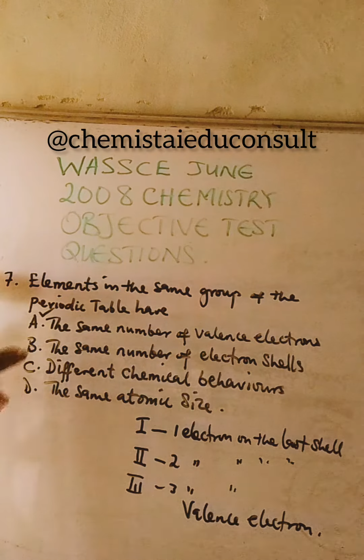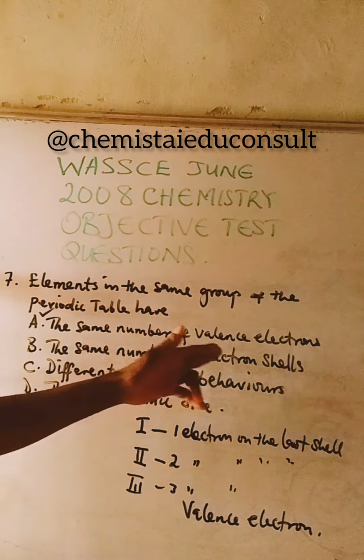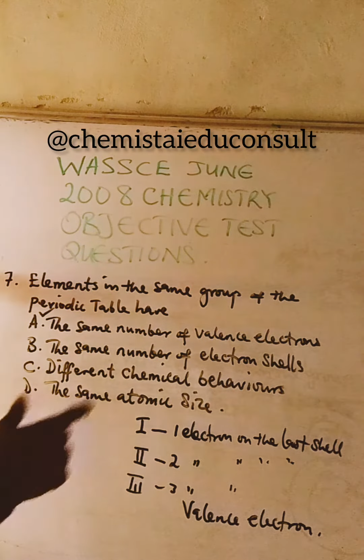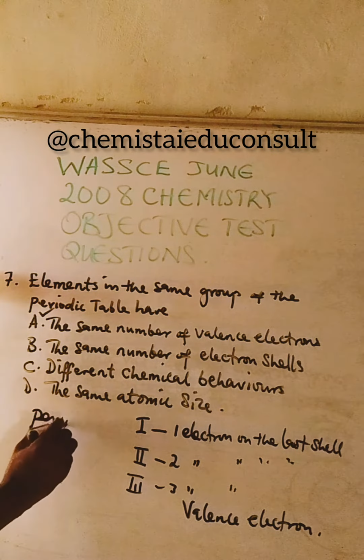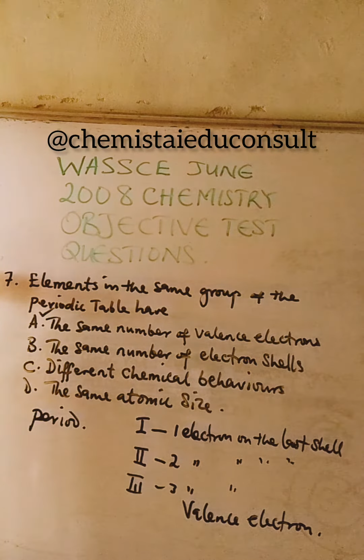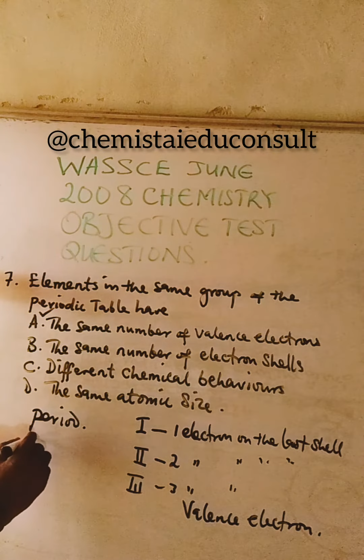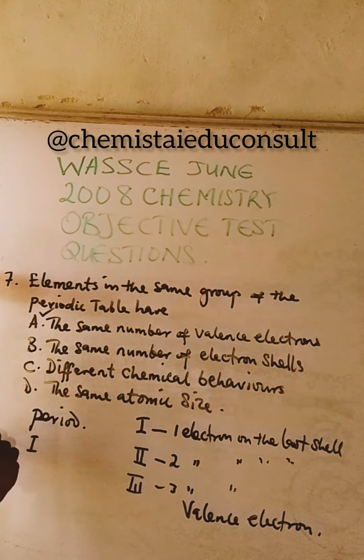Therefore, elements in the same group of the periodic table have the same number of valence electrons, and A is the answer. Check B. The same number of electron shells. No. It is elements in the same period that have the same number of electron shells, like period 1 elements.